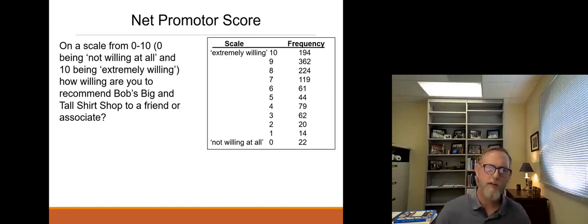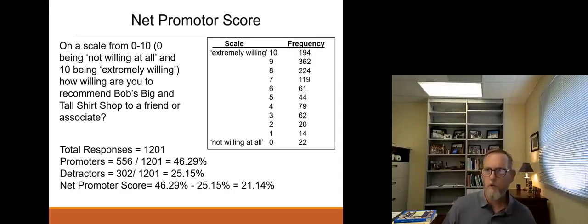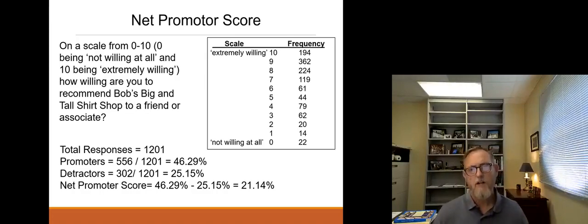So we go out, we collect some data, we have a bunch of people respond to this survey question. 194 checked the 10 box. 362 checked the 9 box. So those two groups represent our promoters. You can see on the distribution here how people checked the boxes on that scaled question. So we take our total sum of respondents and our promoters. 556 checked 9 or 10, so that would be 46% of the respondents.